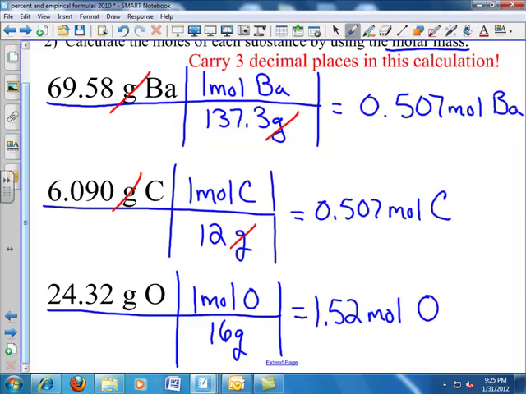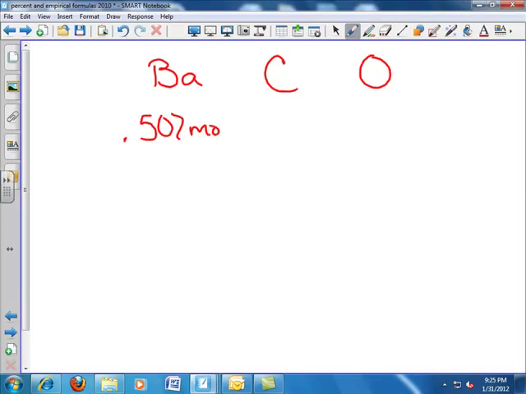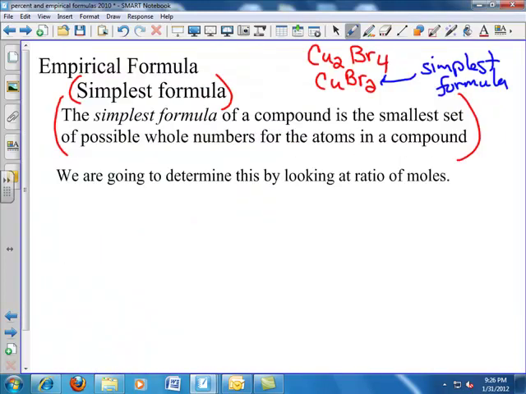Now here's the thing. These moles right here are my mole ratios. What this really means is, in my compound I have barium, carbon, and oxygen, but I have 0.507 moles of barium, 0.507 moles of carbon, and 1.52 moles of oxygen. These are not real easy numbers to work with, and if you go back to the original statement of empirical formula, it's the smallest set of possible whole numbers.